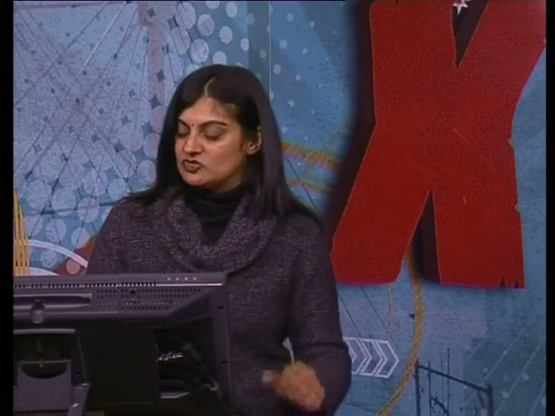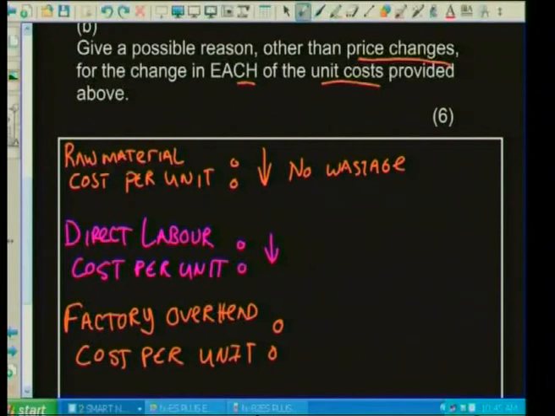Right, so again, people, one of the reasons, and I know I'm repeating myself, but let's just say it one more time: direct labor cost per unit decreased due to workers being absolutely efficient in terms of the way that they are working, and there could have been absolutely no overtime.